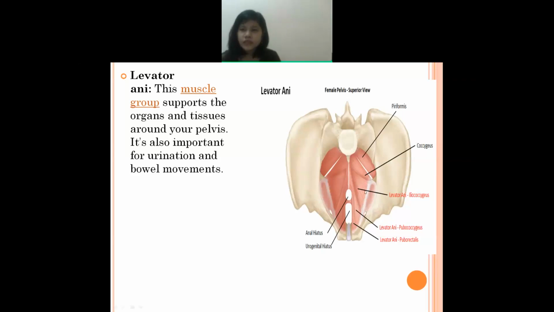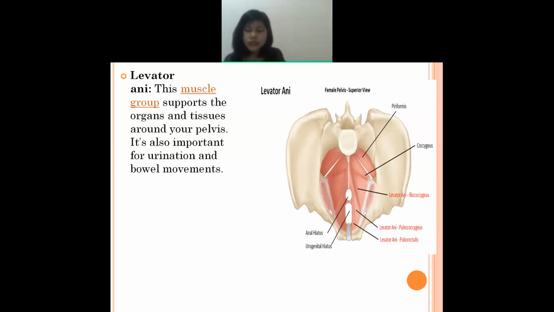Yes, ma'am. Okay. So this is your levator ani. Where does it lie? In your pelvic area, pelvic girdle. In bones I have taught you. You remember it or not? Yes, ma'am. So this muscle lies there. It supports your organs and your tissues, and it also helps you in urination, when you urinate, especially in females, and also in bowel movements.